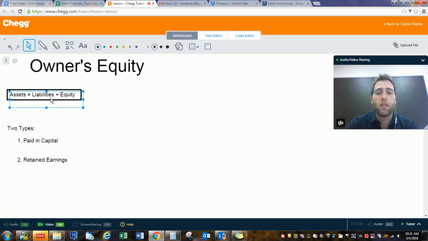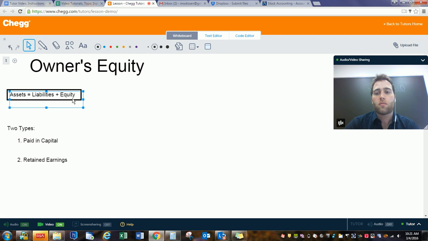A liability is something that a company owes to somebody else. Say a company takes a loan for $10,000 from the bank. That $10,000 is going to be a liability because they owe it back in the future. And then equity, which is what we're talking about today, is going to be everything else.